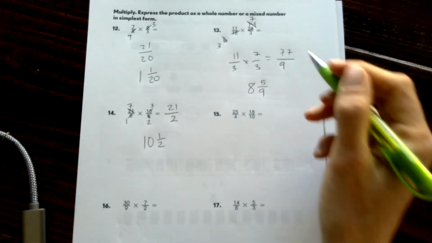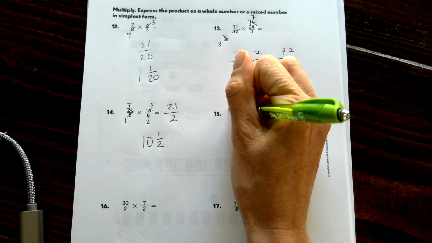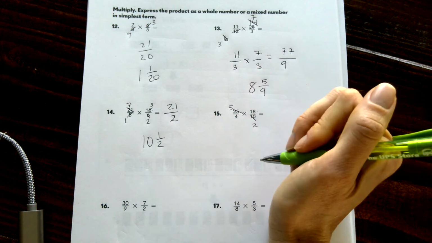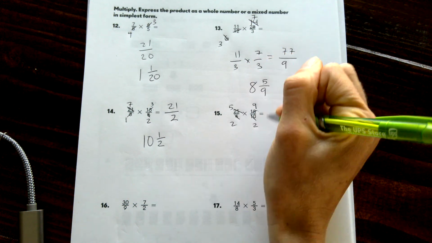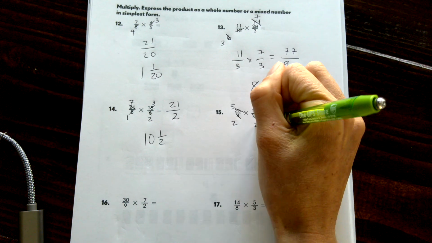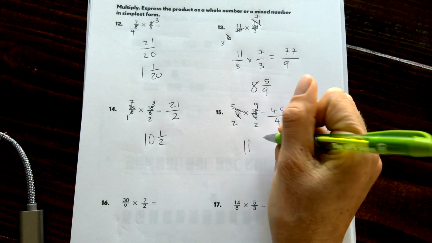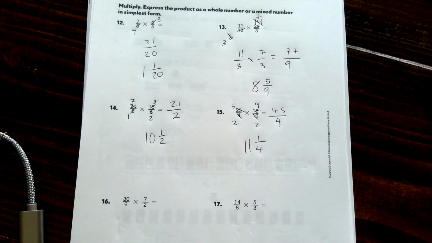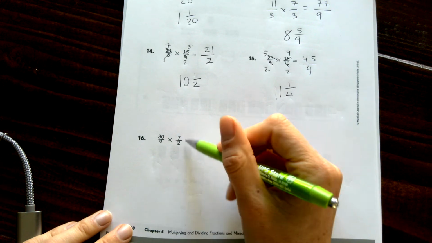All right, let's look at number 15. 25 and 10, both divisible by 5. 5 and 2. 4 and 18, both divisible by 2. 2 and 9. 5 times 9 is 45. 2 times 2 is 4. 4 goes into 45 11 times, which is 44. And then I would have 1/4 remaining. Awesome. All right, moving on.